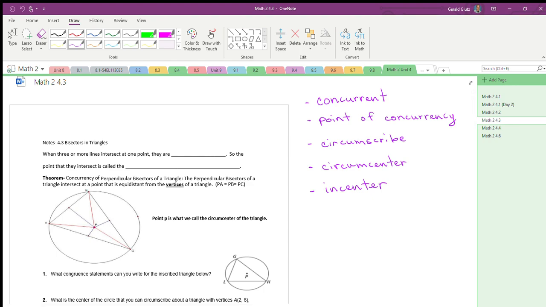So concurrent, point of concurrency, circumscribe, circumcenter, incenter. I assume that most of you probably don't know what any of these things mean, so hopefully it'll make more sense when we're done with this section. So let's get into the notes.